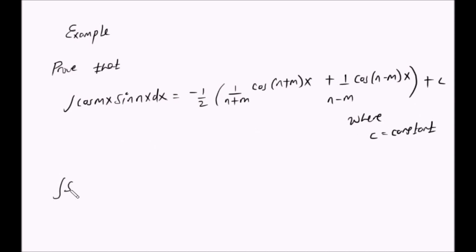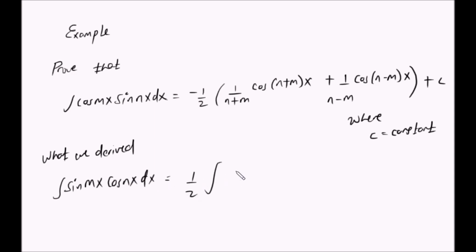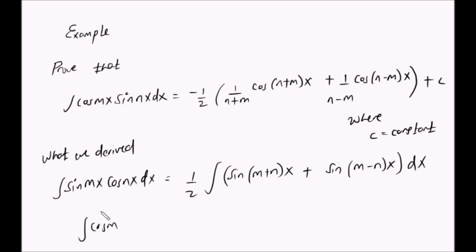What we derived in this tutorial, the last one, was sin mx cos nx with respect to x, which we said is 1 over 2, then integrate sine (m plus n) plus sine (m minus n), all with respect to x. But we have been asked to find this one. You see the difference? That one was sin mx cos nx, this one is cos mx sin nx. So there is no need to derive it again. Here nx has become mx and here mx has become nx. So in place of m we put n and in place of n we put m, but the formula will still be the same.